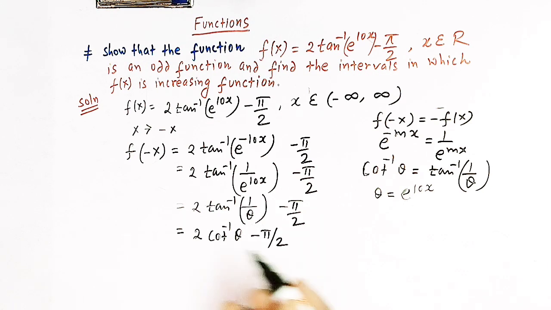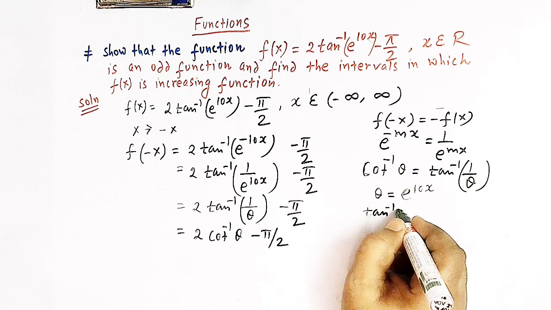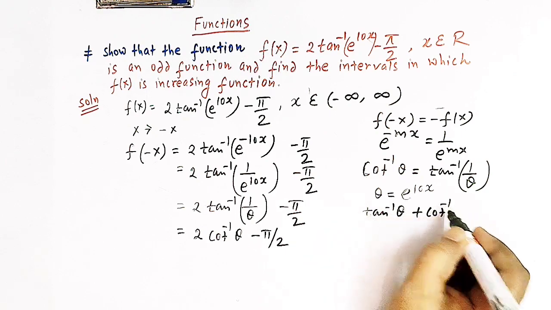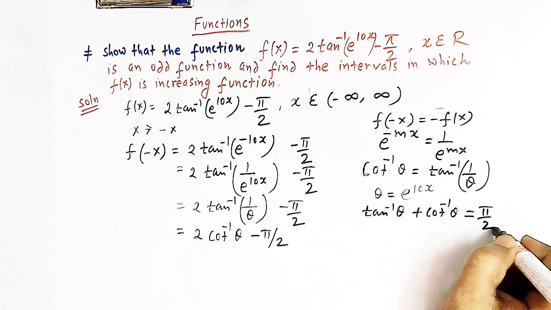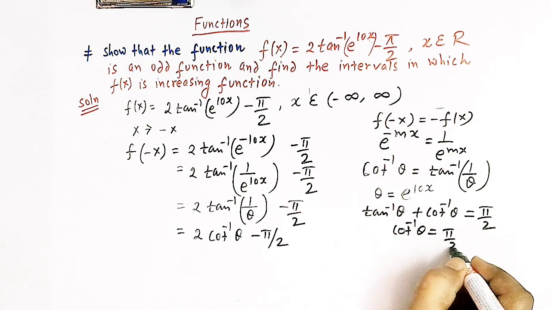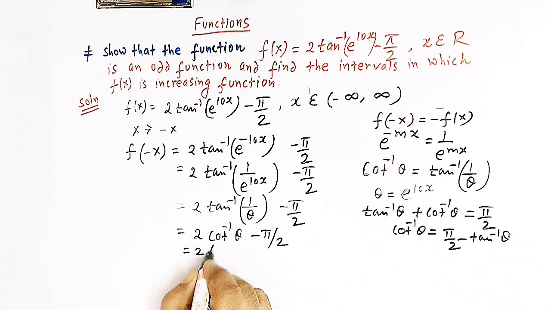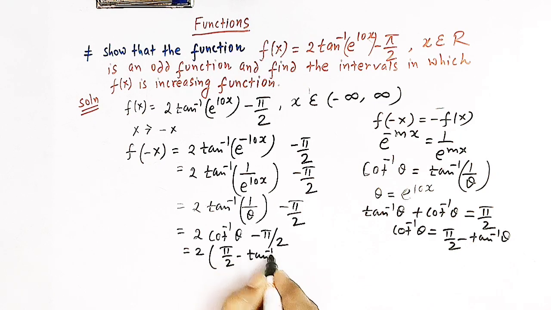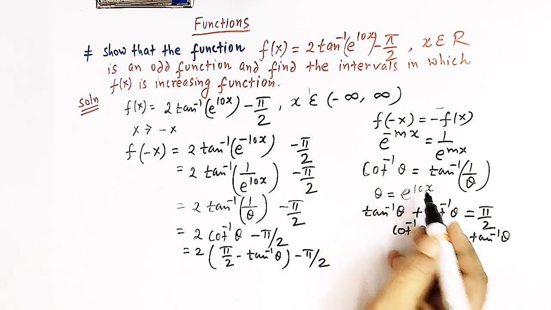So now here we can again make use of an important identity from inverse trigonometric functions connecting tan inverse theta and cot inverse theta, that is tan inverse theta plus cot inverse theta is equal to pi by 2, right? So cot inverse theta can be written as pi by 2 minus tan inverse theta. So here we can now write 2 times cot inverse theta as pi by 2 minus tan inverse theta, and minus pi by 2, and remember theta is equal to e raised to 10x, right?